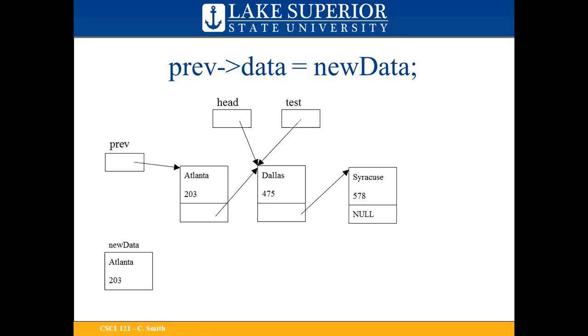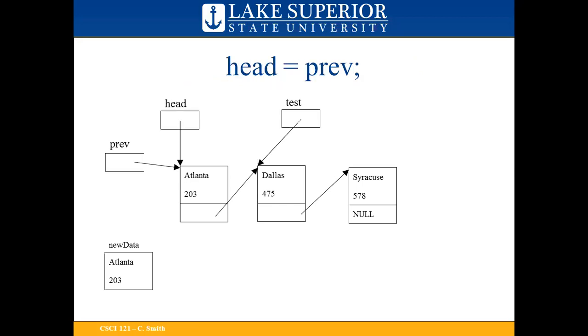And so head has to be set equal to the address that previous has in it, which is the address of the node for Atlanta. And so head equals previous fixes that up. And we're done. That case is done. Now we only have our normal case left.